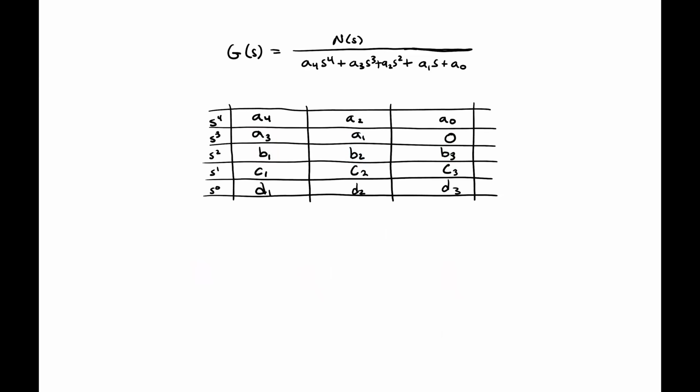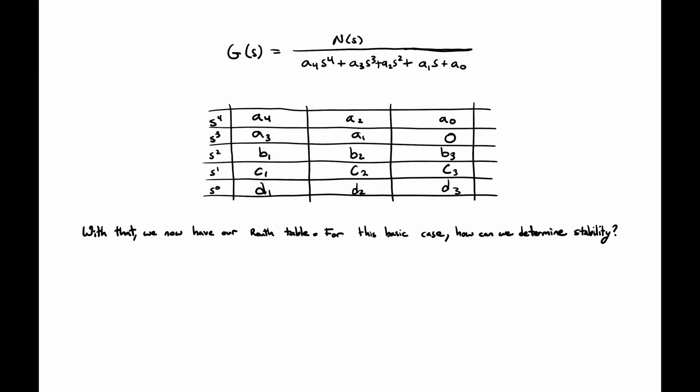All right, so we end up filling out our Routh table, but our goal is stability at the end of the day, right? How does this actually help us determine stability, right? So we have a Routh table. This is a basic Routh table case, right? How can we determine stability? Well, we're going to go back to what we started with this section, the Routh-Hurwitz Criterion, and actually define it.